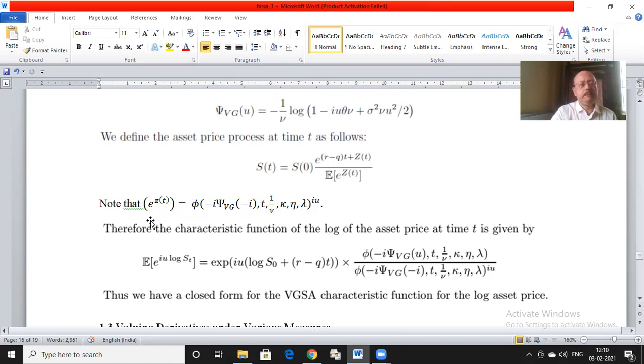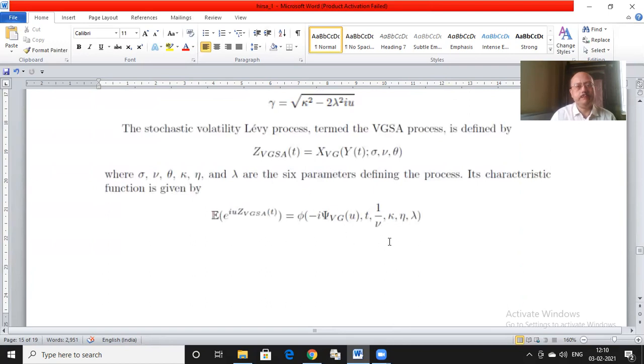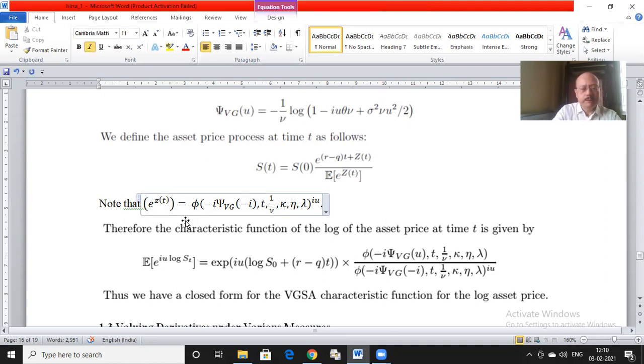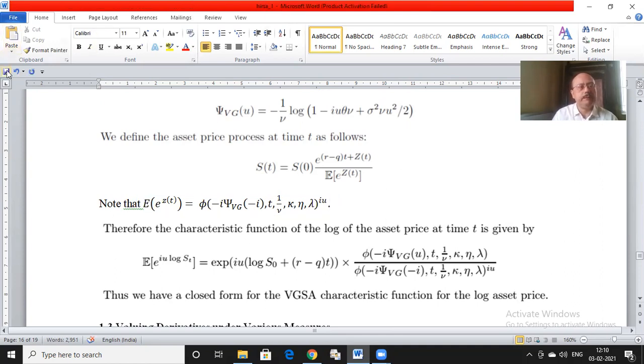To first evaluate e to the power Z_t, it is of this form here. So we write that phi with all this. And remember that this power has come. I'm sorry, I made a mistake. This should be the expectation part. I'm sorry, my bad. This is the denominator. The expectation is this, where I have inserted minus i in place of u. This is our old trick, the same trick that we have been using over and over again for the mean correction term, that I insert minus i in place of u.